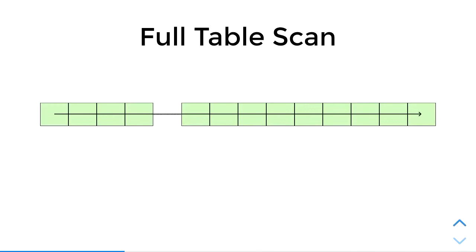So the full table scan, what does it mean? Start at the beginning, work your way all the way to the end. I don't think there's a single person in this room who thinks that's the most efficient way to do this, but it's the only option Postgres has because it doesn't know where everything is. All 24 meg of it.